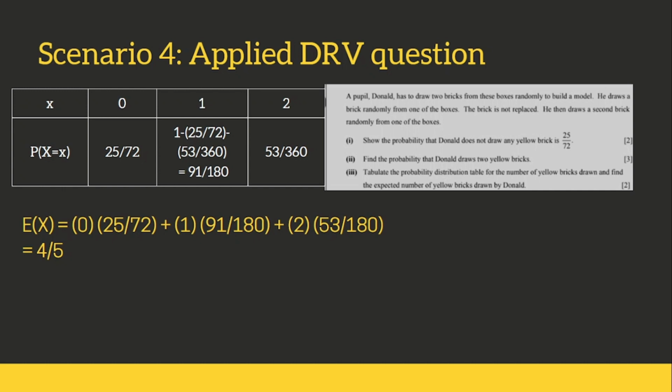Then they ask you to calculate the expected value. In that case, we'll just take x times the probability of x itself across all the different possible values of x. So 0 times 25 over 72, plus 1 times 91 over 180, plus 53 over 180 times 2, which will give you 4 over 5.